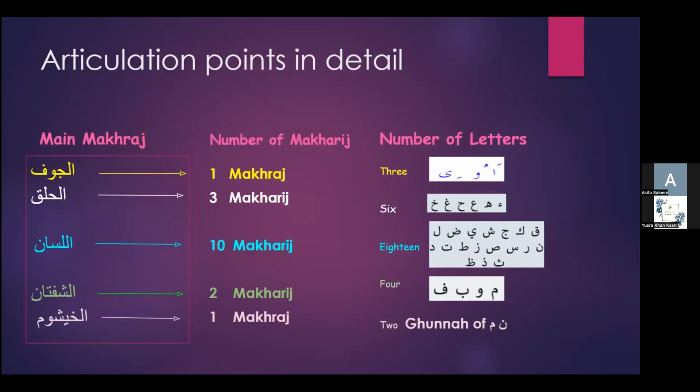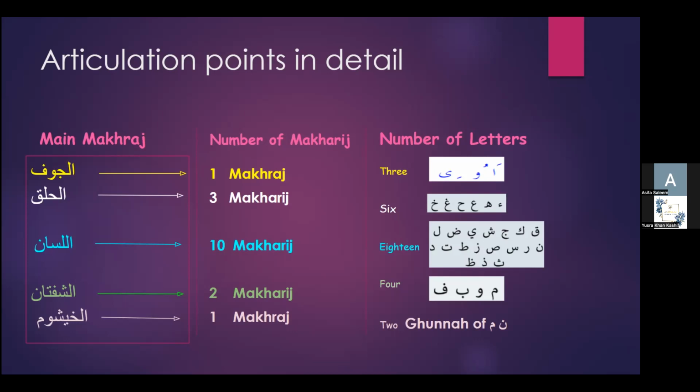Each area has specific makharij for the letters. So let's see how many makharij that particular area contains. For example, we have Al-Jawf. Al-Jawf is 1 makhraj for the 3 letters. So it means that we use this 1 makhraj for producing or saying the 3 letters from there.